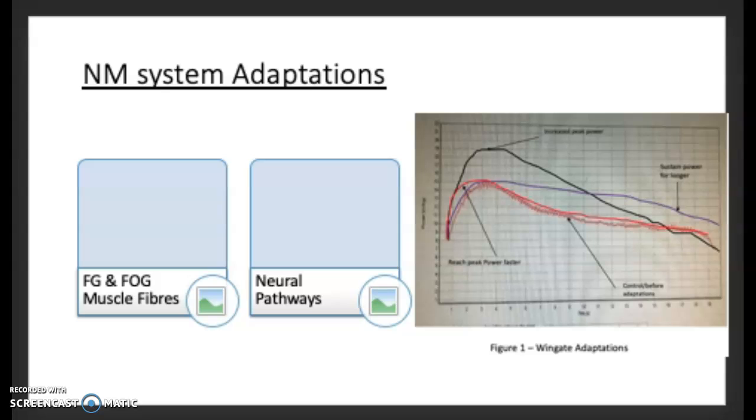Neuromuscular system adaptations. The first neuromuscular adaptation to exercise is fast glycolytic and fast oxidative glycolytic muscle fibers changing. As a result of anaerobic exercise, these muscle fibers may increase in size. This is known as hypertrophy.